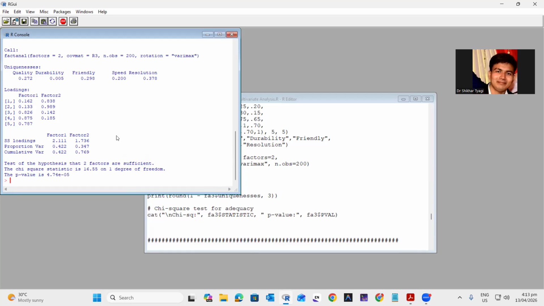After that, we applied the chi-square test, which tests the hypothesis that two factors are sufficient.